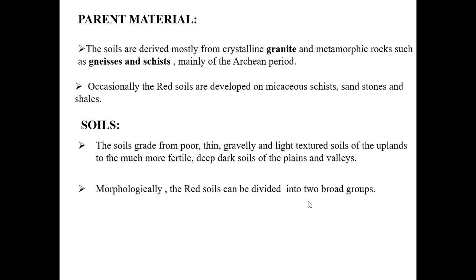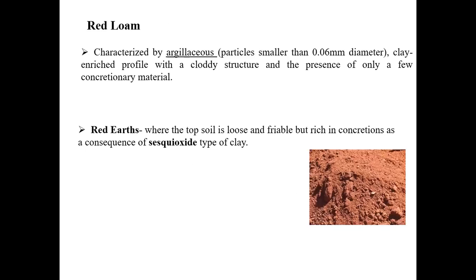Morphologically, by appearance, red soils can be divided into two broad groups, students. What are those? Red loam and red earths. Red loam has argillaceous particles of around 0.06 millimeters diameter, a clay-enriched profile with a cloudy structure and only a few concretions. Red earths are mostly rich in sesquioxides, iron and aluminum oxides. These are the two characteristics, red loam and red earths.